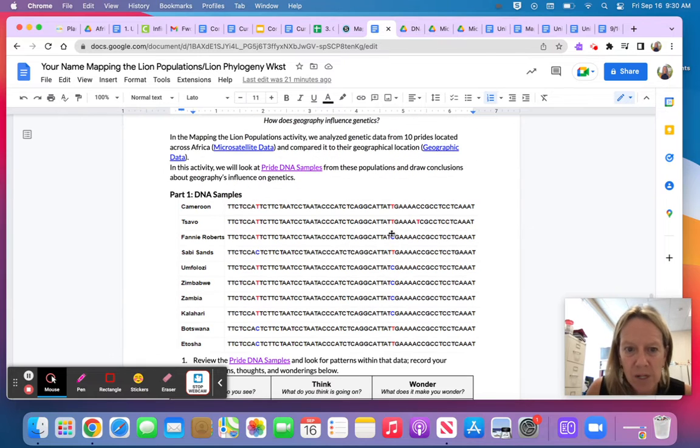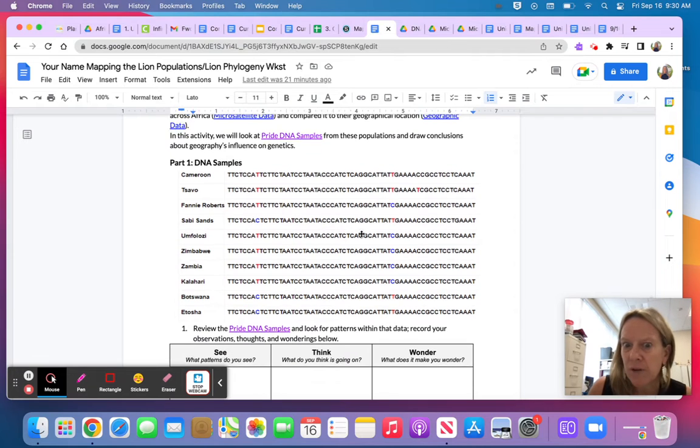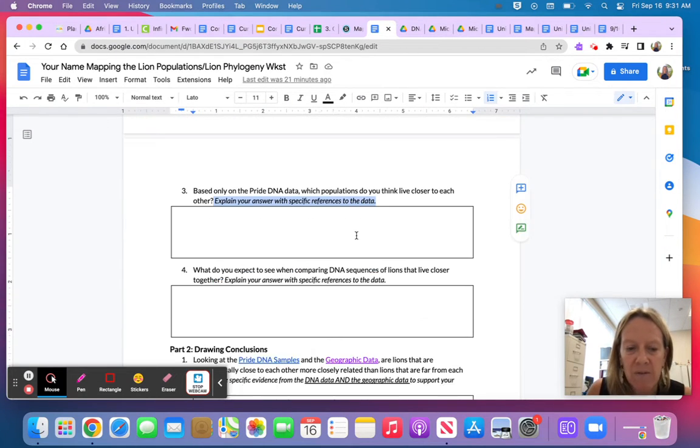So say, for example, the data for Zambia and Kalahari for this particular stretch of DNA, exactly the same. Okay. Find one that's different. Talk about that. So use specific evidence.